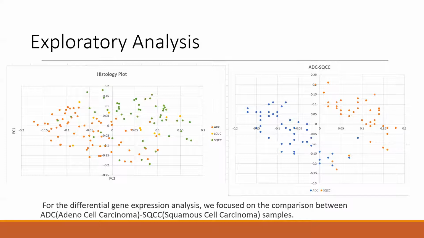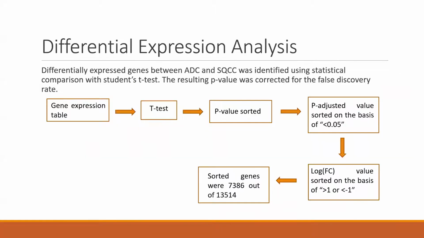Thank you, Yachita. Further from the data set, we did the principal component analysis, or PCA, on two conditions. One was with all of the samples, including ADC, LCUC, and SQCC, and the other one was with the ADC and SQCC only. While doing the analysis, we found that the data distribution of the ADC and SQCC was much better than the original data. So we focused our analysis on ADC and SQCC samples only.